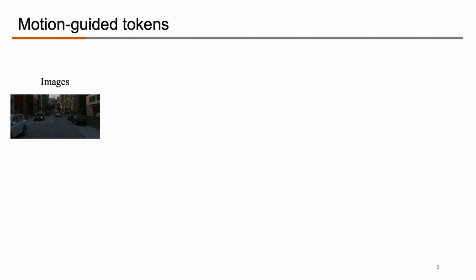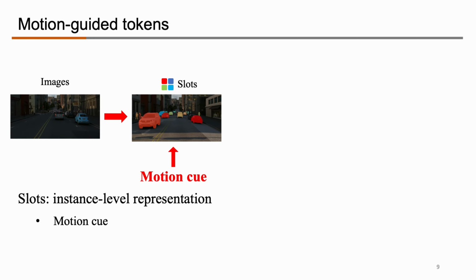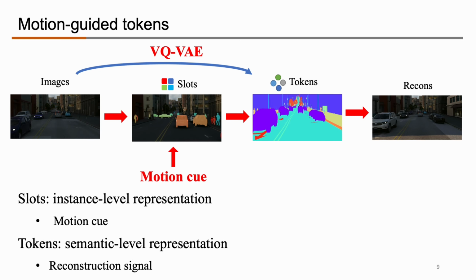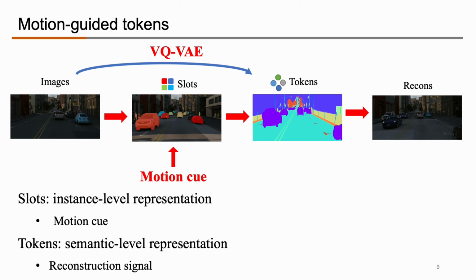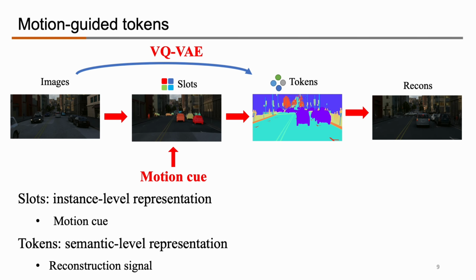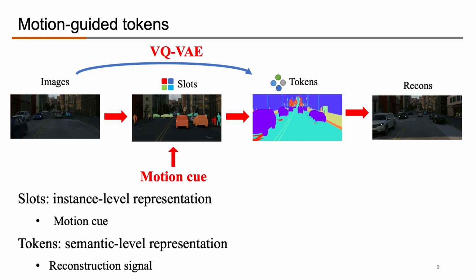For our whole pipeline, we first conduct the motion-guided slot learning directly on videos. The slots will form an instance-level representation to find individual objects. Next, instead of directly reconstructing in the RGB space, we bind the slots to the mid-level token space learned from VQVAE.